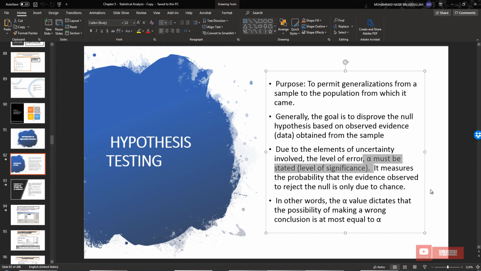So normally when you do statistical testing using inferential statistics, either you are using an independent sample t-test, paired sample t-test, one-way ANOVA, or linear regression, you always depend on the p-value, right? The benchmark for the p-value is our type 1 error. Type 1 error is our alpha.